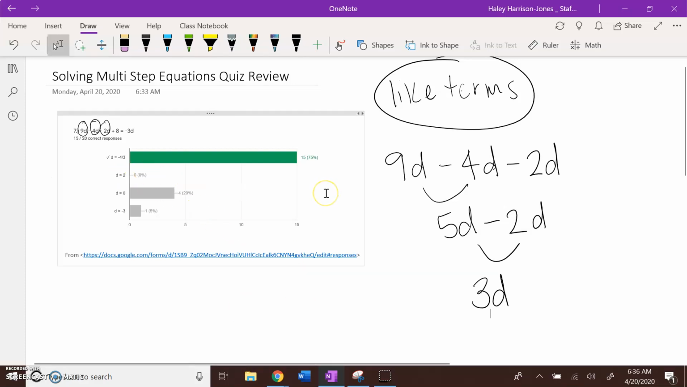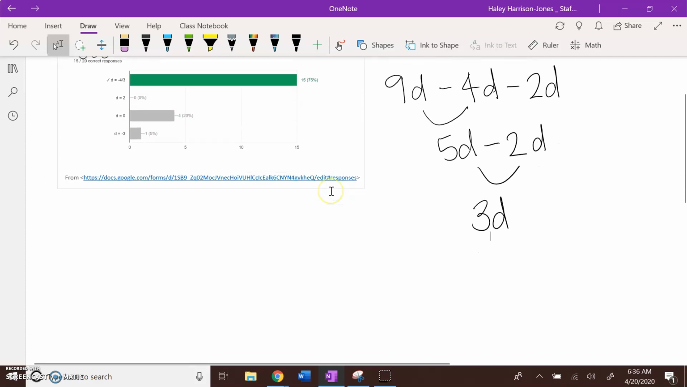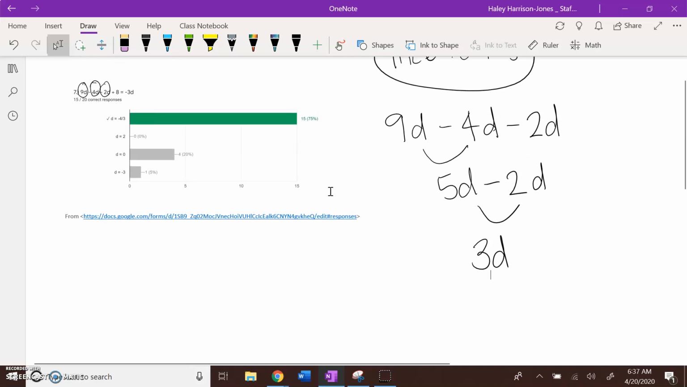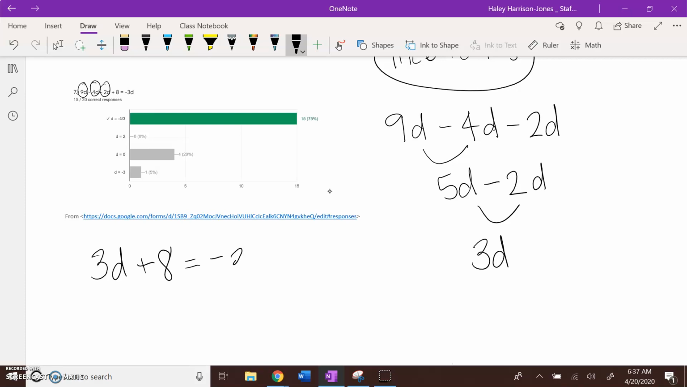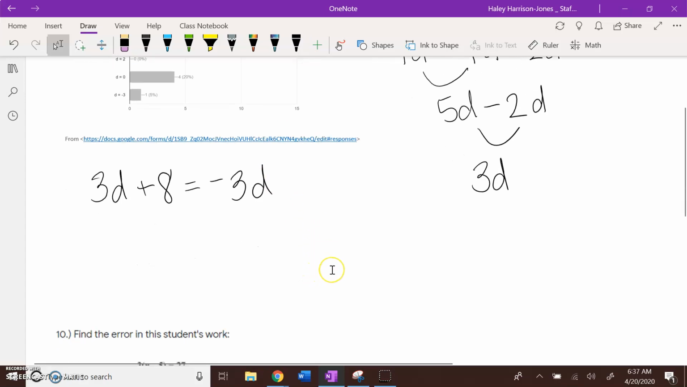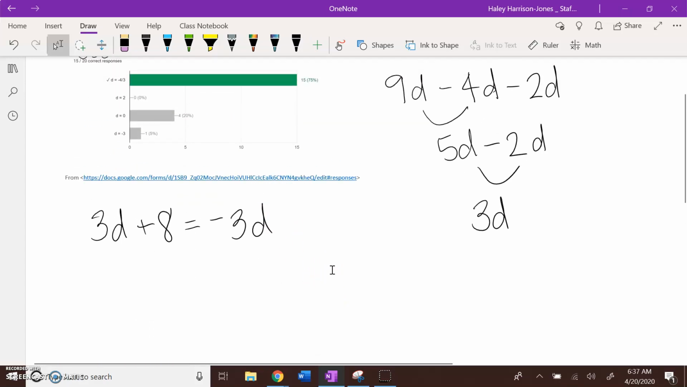So after combining like terms, I have the problem 3d plus 8 is equal to negative 3d. This is an interesting problem. So notice I have 3d on both sides, but they have different signs. I need to get my d's together.